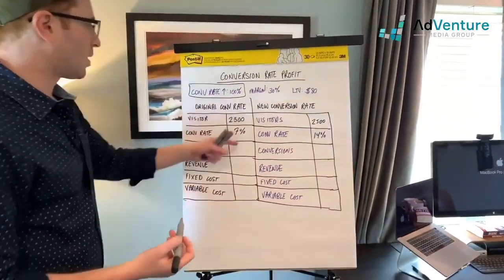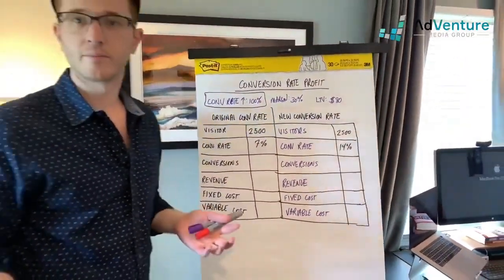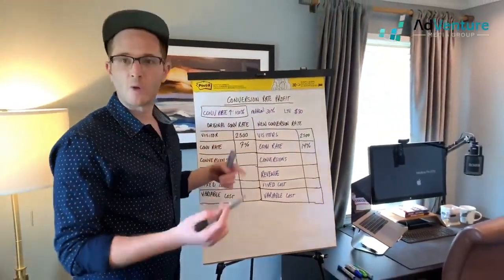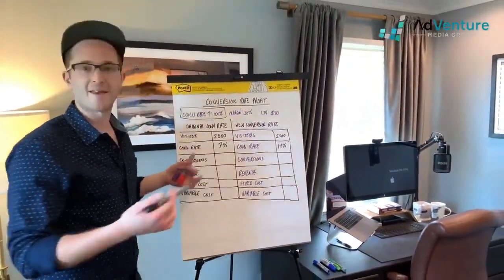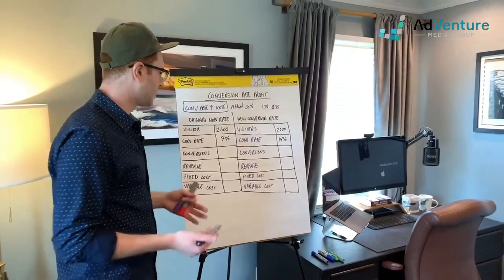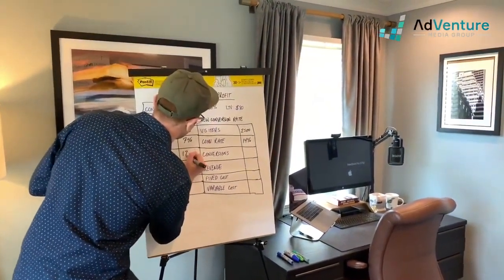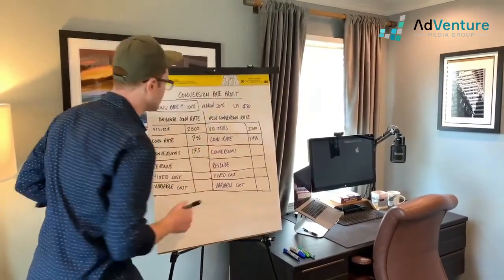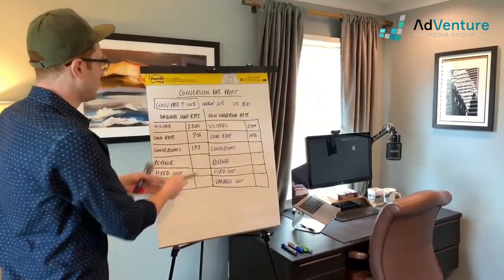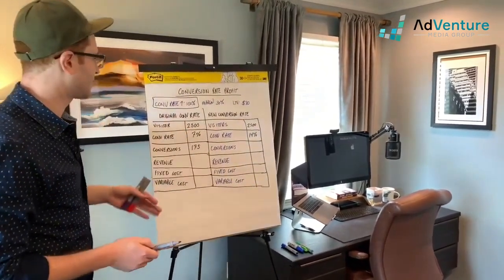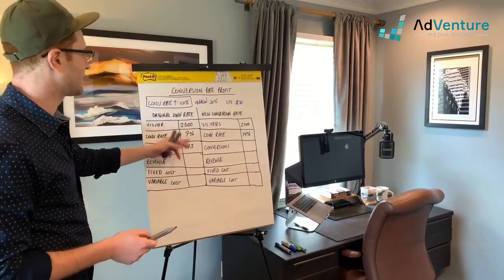Now conversions, what is 7% of 2,500? You guys should be able to ballpark this. If you're not mathematically oriented, it's okay, you could use a calculator. But 7% of 2,500 is 175, okay? That means, in this scenario, with 2,500 visitors and a 7% conversion rate, we're getting 175 conversions out of these 2,500 visitors.